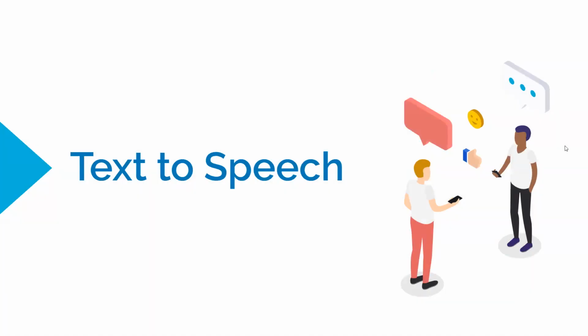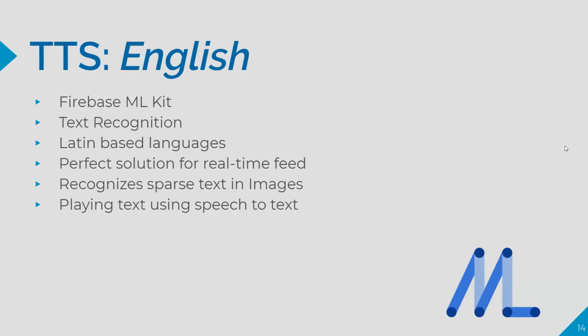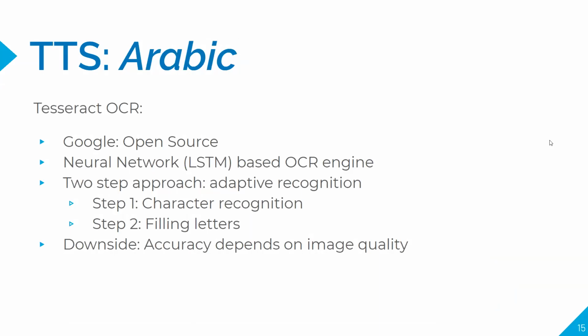Next, we have the read text feature. For the English language, we are also using Firebase machine learning kit to detect sparse text in images, and then we play it back by sound to the user. It's one of the perfect solutions in real time and has good accuracy. However, it supports only Latin-based languages, so I will leave you with Lina to continue on how we implemented the Arabic read text. So for the Arabic text-to-speech, we will split this into the OCR and the text synthesis.